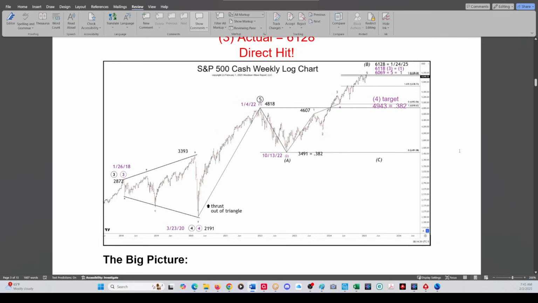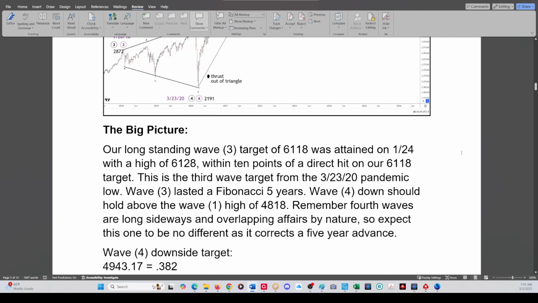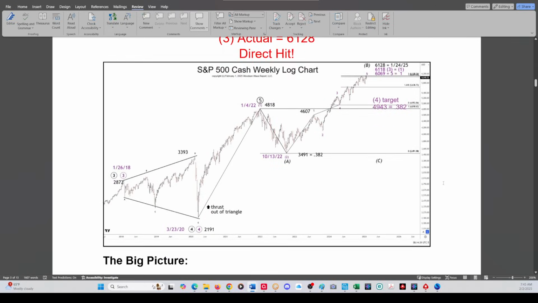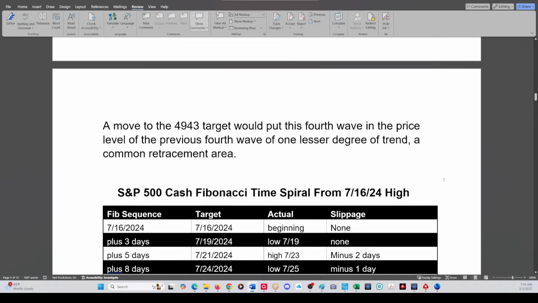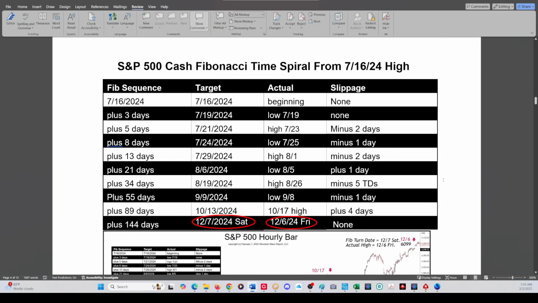That's also very bullish. Okay, that is the big picture right there. There's all the verbiage there. There's the target. And here's a time spiral from 716, as you can see, with that direct hit on that high 12.6, because the turn date was on a Saturday, and it hit all of these targets.